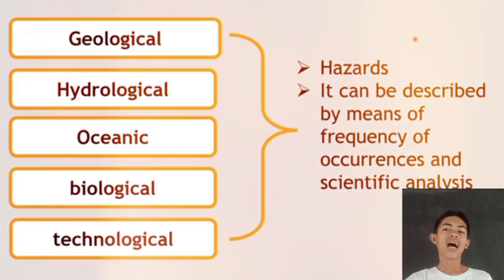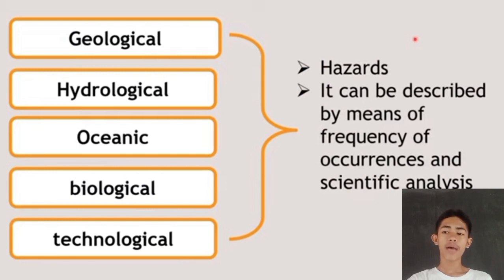Once again, hazard can be described by means of frequency of occurrence and scientific analysis. Take note that hazard is a repetitive pattern of event. This makes hazard different from accident. But remember, hazards can also contribute to accident, especially if there are no signages or information telling about the background of that phenomenon or human activity.